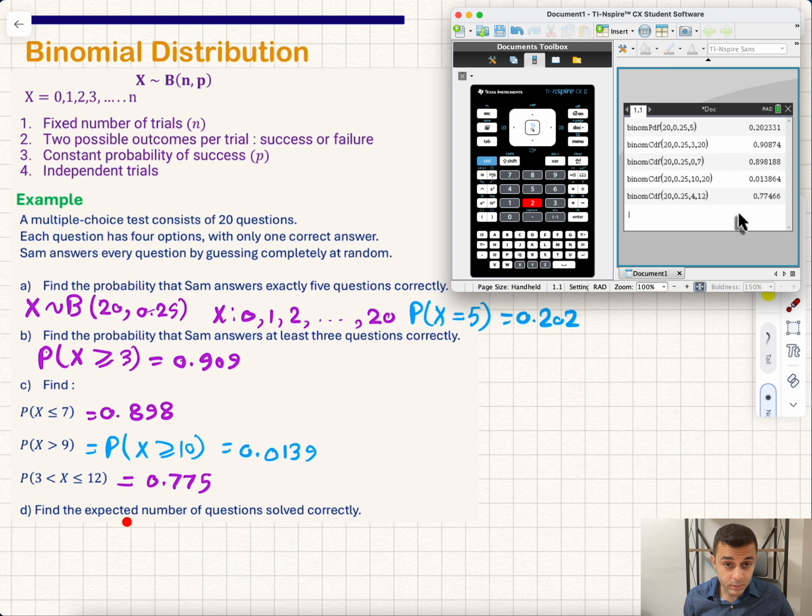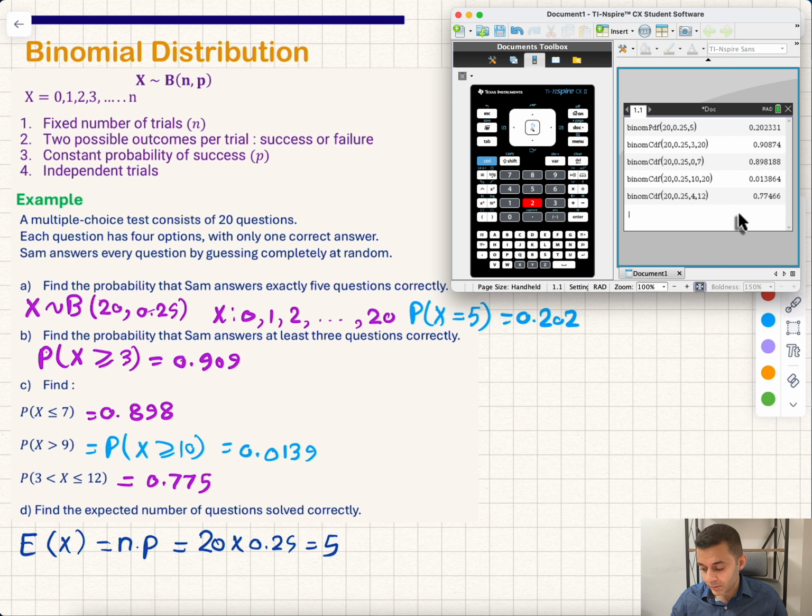Here the expected number of questions, not a probability. So here we call it the expected value in the binomial distribution. It's given in the formula booklet like this: n multiplied by p. N will be the number of trials and p the probability of success. In our example, n will be 20 multiplied by p, which is 0.25, and that will be at the end 5 questions here, which is really logical.